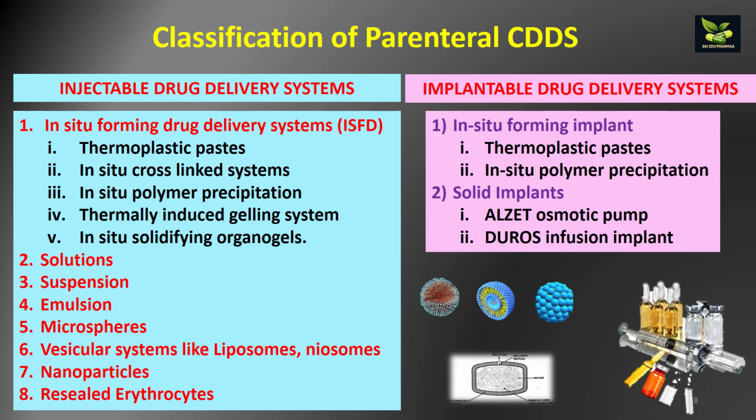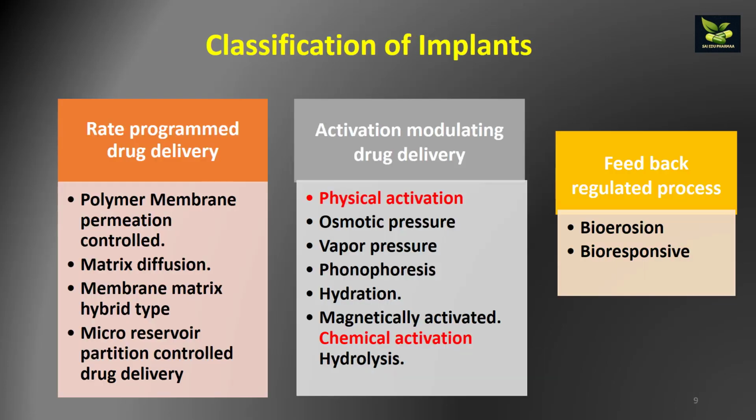Then in implants, there are two categories. First is in situ forming implant and second is solid implant. In situ, there are thermoplastic pastes and in situ polymer precipitation. Then second is solid implants. It constitutes Alzet osmotic pump and Duros infusion implant. Okay, so basically implants are inserted into the skin. Now we will see classification of implants.